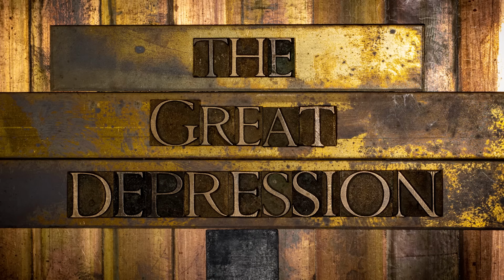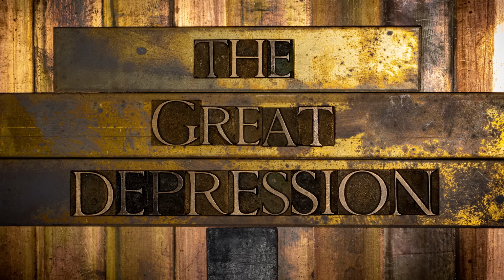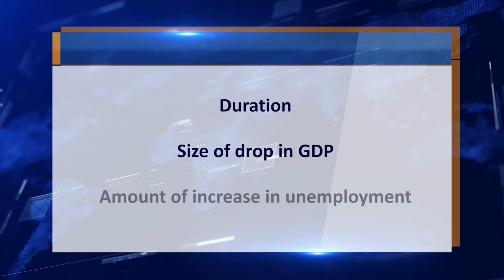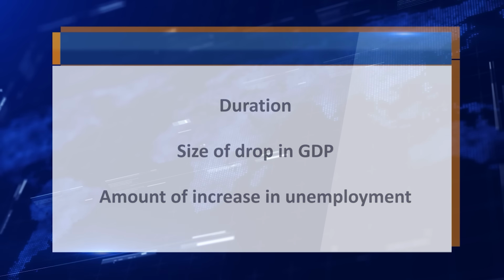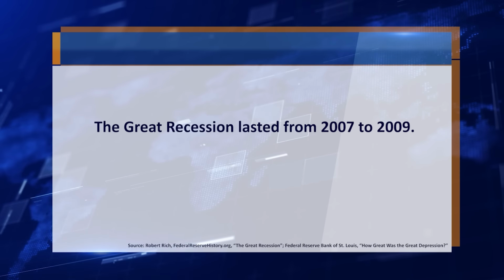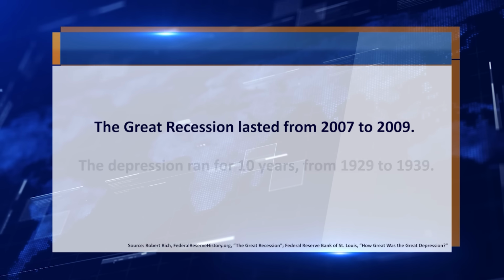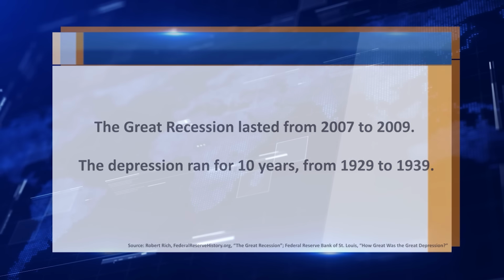By looking at the Great Depression, however, we can identify three characteristics that make it different from any recession we've ever had: duration, size of the drop in GDP, and amount of the increase in unemployment. For perspective, let's compare the Great Depression to the 2008 financial crisis, also known as the Great Recession. The Great Recession lasted from 2007 to 2009, 2 years. The Depression ran for 10 years, from 1929 to 1939.